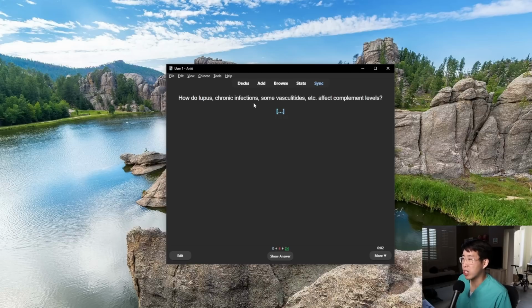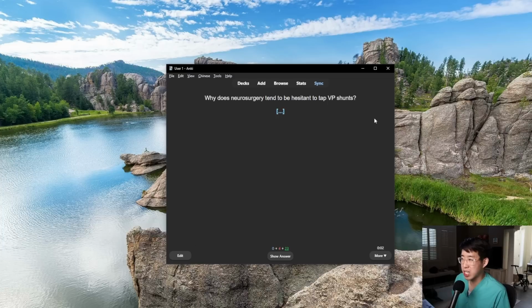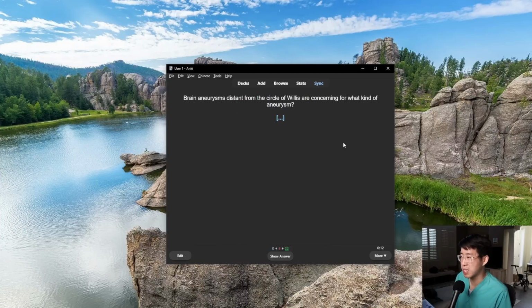How do lupus, chronic infections, and vasculitis affect complement levels? This is something I just made to quickly access this, but yeah, it causes low complement levels. So this is just like a reminder card, essentially. Why does neurosurgery tend to be hesitant to tap VP shunts? We addressed that in the video, but it's not a benign procedure. Risk of infection or damage to the system could require removal, EVD placement, and days to weeks in the hospital before it's replaced.